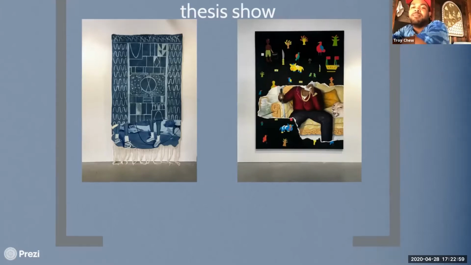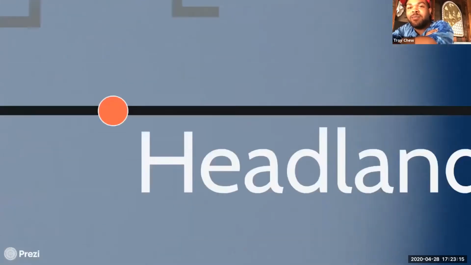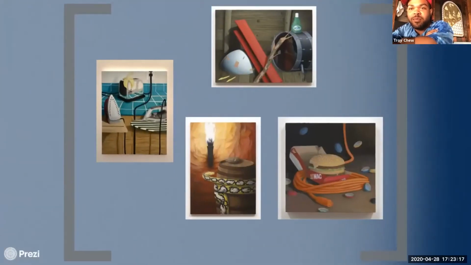Next slide, please. Yeah, these are more of the Benin cloths, but I guess newer ones. Next slide. And then these ones are also newer works from this language series. Well, this is also works that I had in my first solo show.